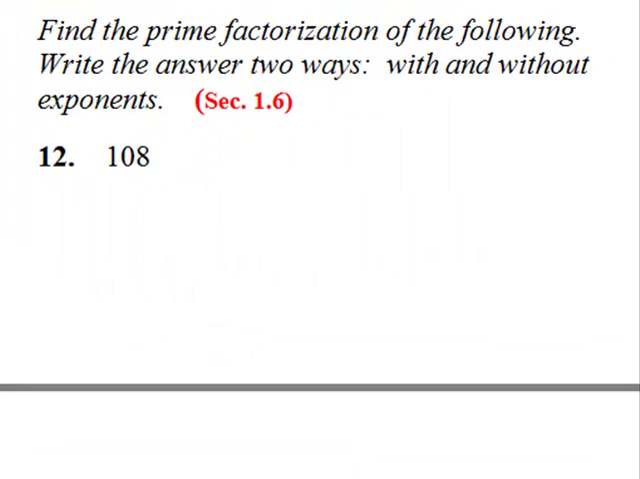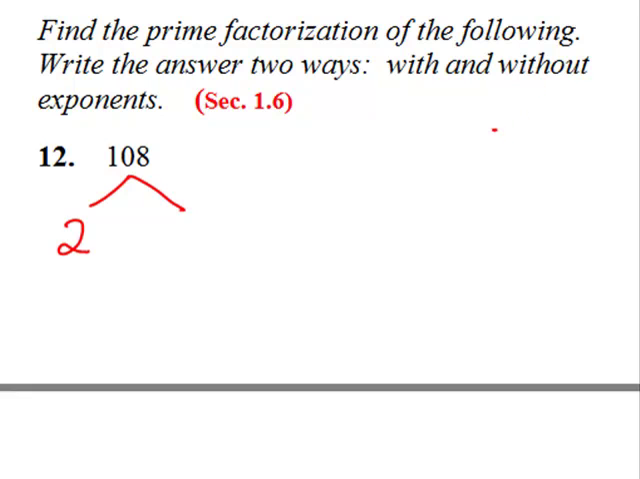All right. Number 12. Find the prime factorization of the following. Write the answer two ways, with and without exponents. To find the prime factorization of a number like 108, it's common for us to think about what numbers divide into 108 evenly, and then we'll search out the prime numbers. Now 108 is not necessarily commonly known what times what gives 108. Some of you might know that it's 9 times 12, but for those who don't, we can at least see that it's an even number. 8 is, so 2 will be one of the factors.